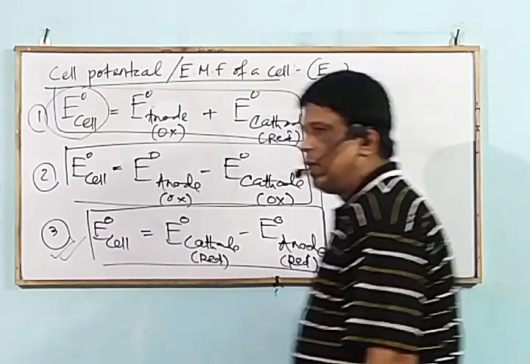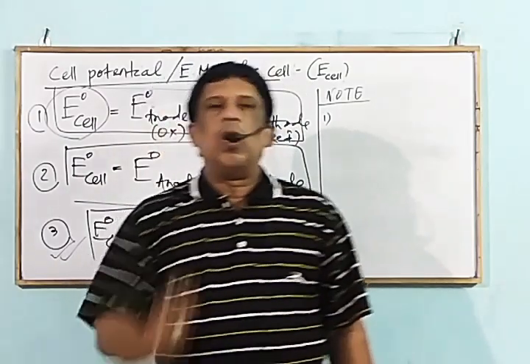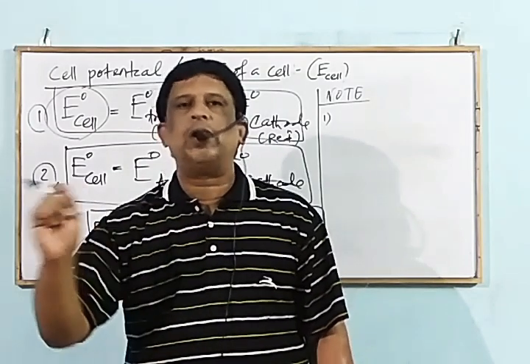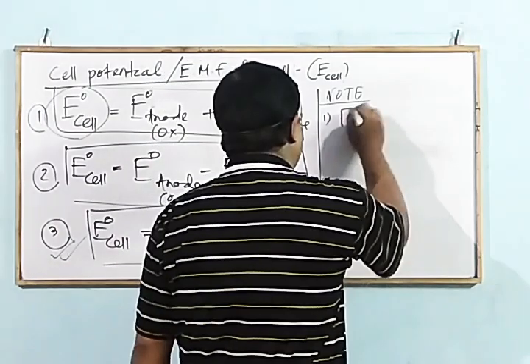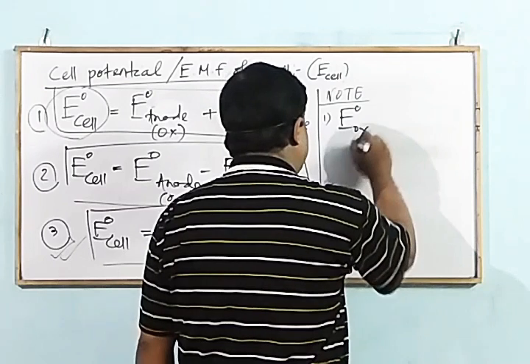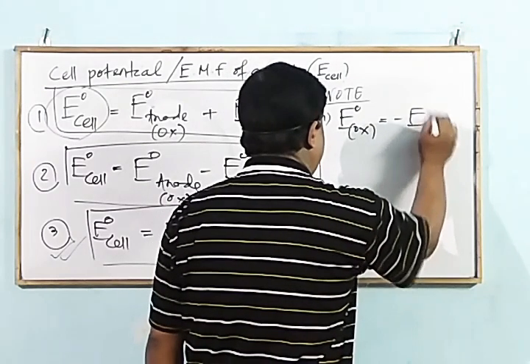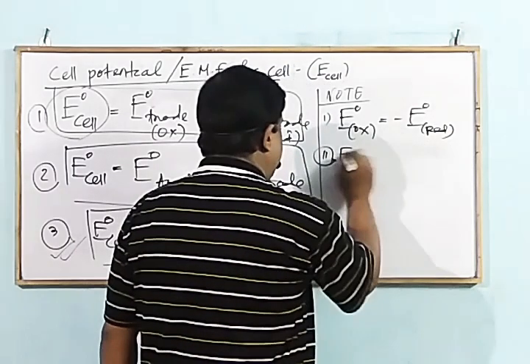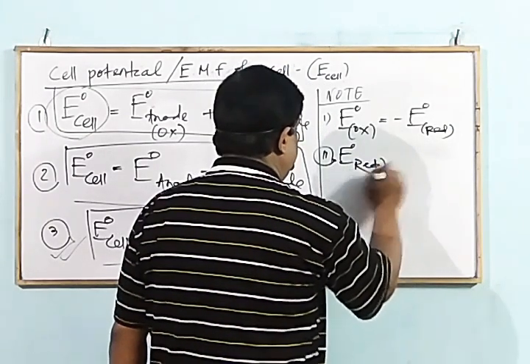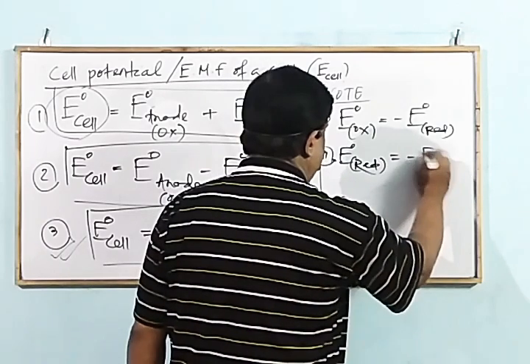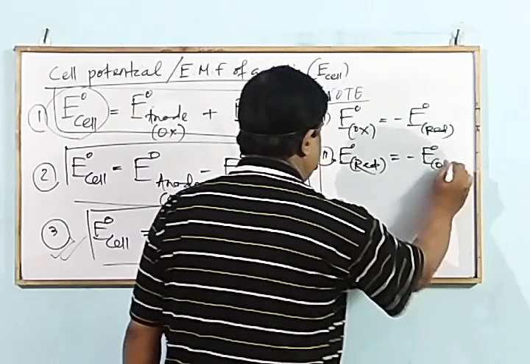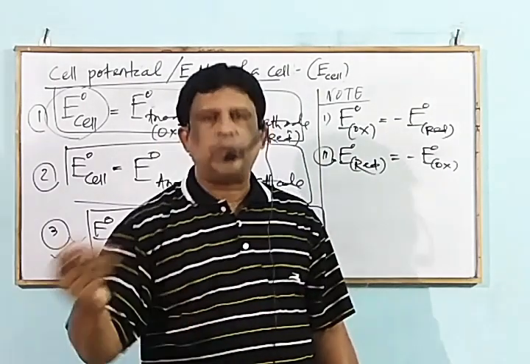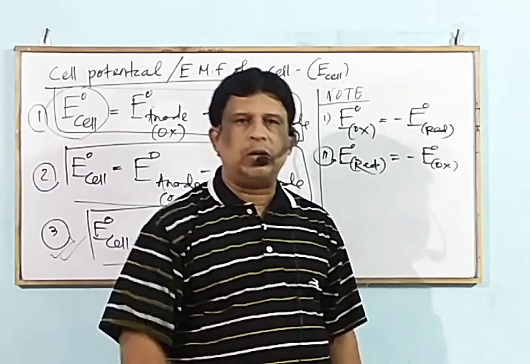Two to three points are there, mark that under the heading of note. Oxidation potential is equivalent to the negative of reduction potential. Mark that: E naught ox is equivalent to negative of E naught red. Similarly, E naught red, the reduction potential, is equal to negative of E naught ox. That is, loss is equal to minus of gain, and gain is equal to minus of loss.